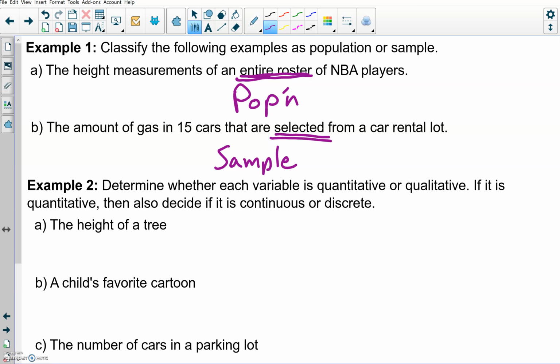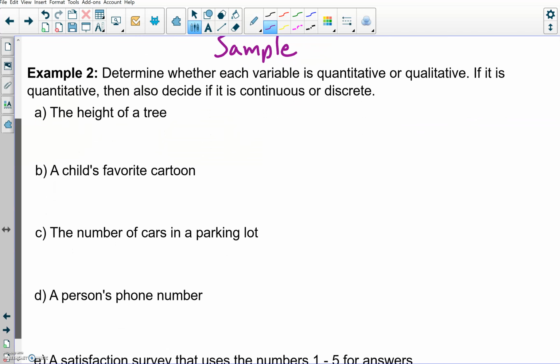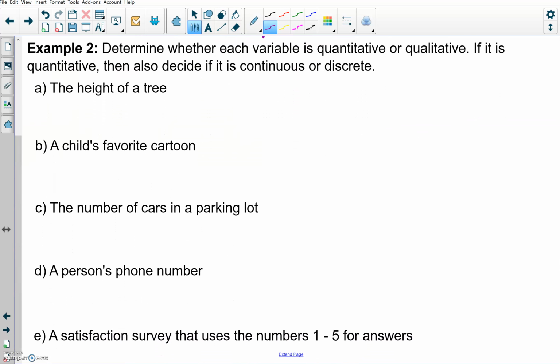All right, so example 2, I want you to again pause the video and come back, and I'll start going through the answers. So pause. And welcome back. So we're going to determine whether each variable is quantitative or qualitative. And if it's quantitative, we're also going to decide if it's continuous or discrete. If it's qualitative, we just stop. But if it's quantitative, we've got to go that one extra step and classify it further.